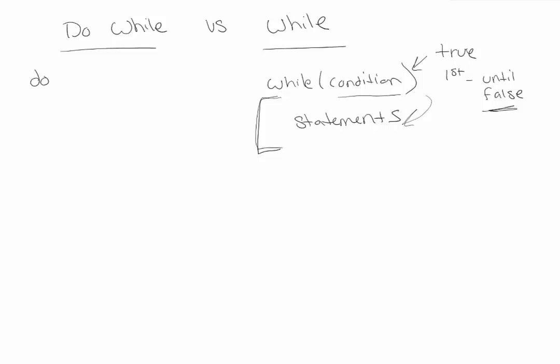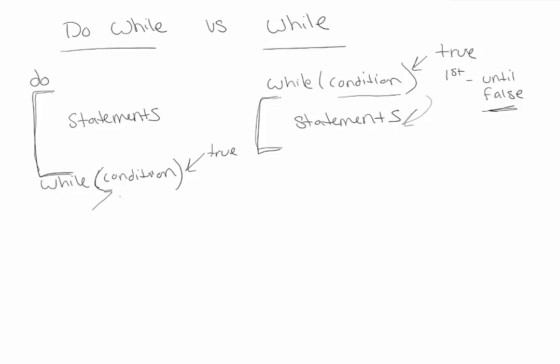Do whiles are slightly different. We start with the do, we have the code block with the statements inside, and then we have the while with the condition at the end. So the condition still has to be true, but as our program execution comes through, it will do the statements first and then check the condition the second time, until false.